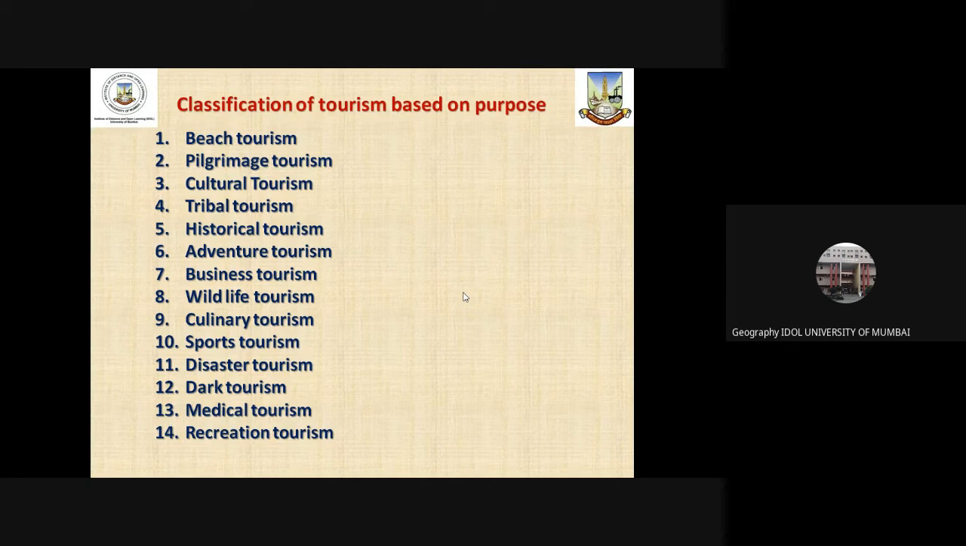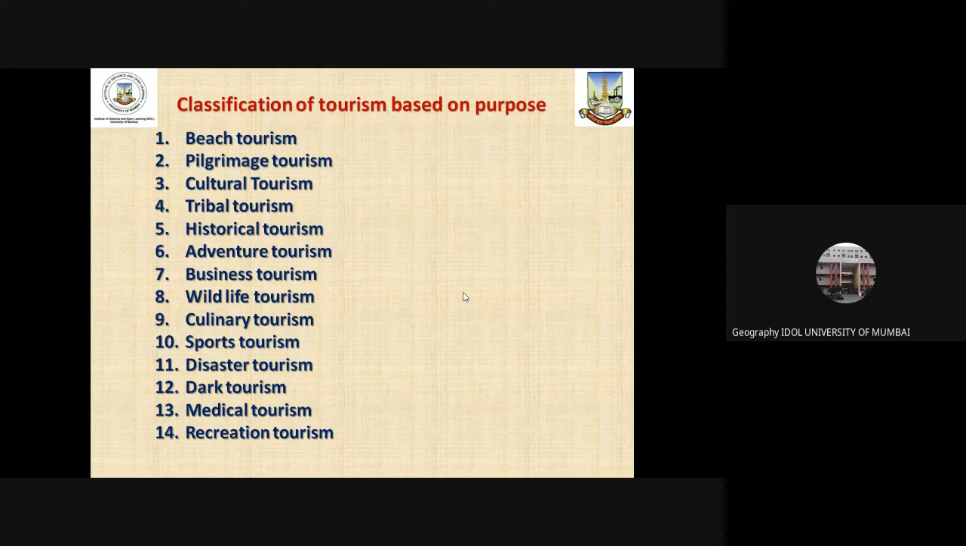Adventure tourism involves adventurous activities like river rafting, rock climbing, mountaineering, horse riding and boating. So these are adventure tourism. Business tourism is when people travel for business tours or business conventions in different parts of the world. Wildlife tourism is tourism at national parks or wildlife sanctuaries in order to experience the life of wild animals in their own habitat.